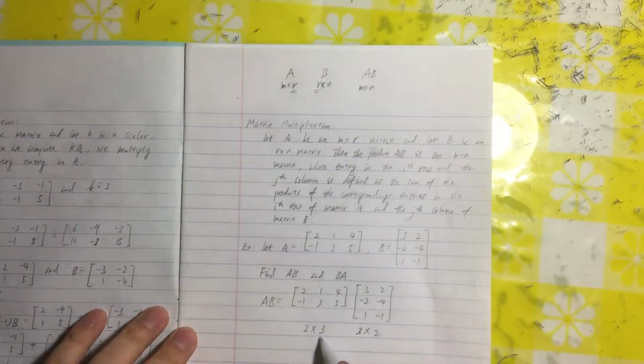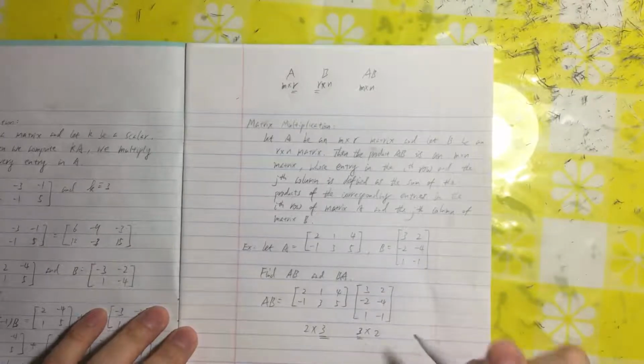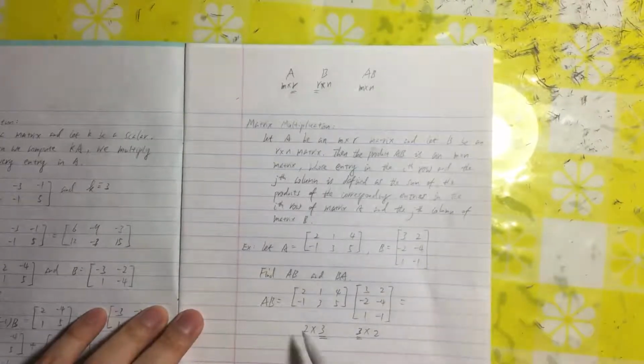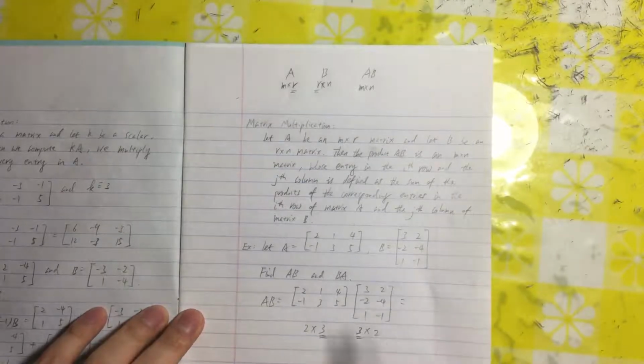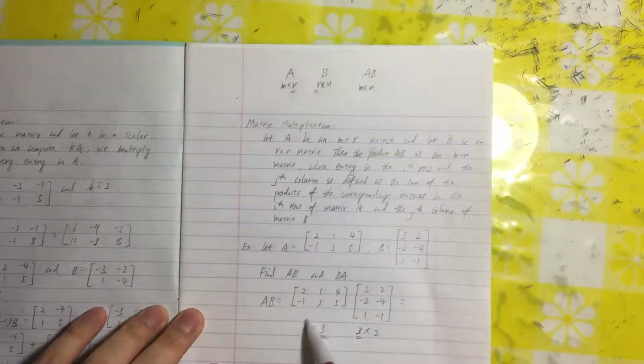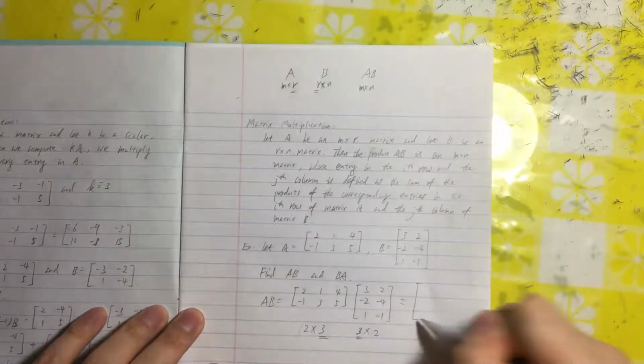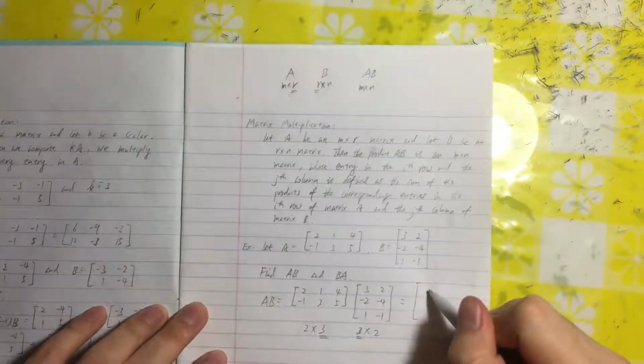If the number of columns in matrix A is the same as the number of rows in matrix B, then their product will be a 2 by 2 matrix. It will be two rows and two columns. The first number represents rows, and the last number represents columns. So the answer will be a 2 by 2 matrix.